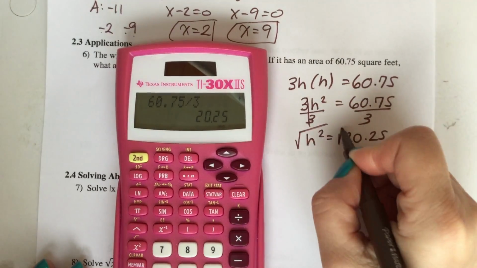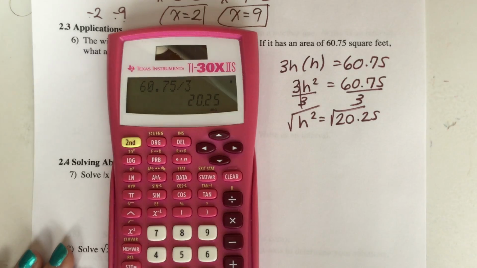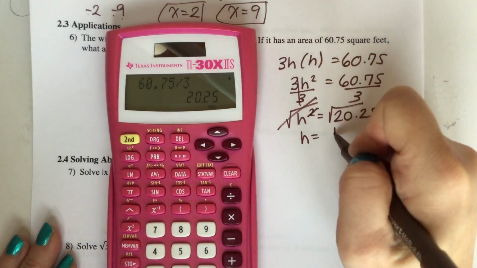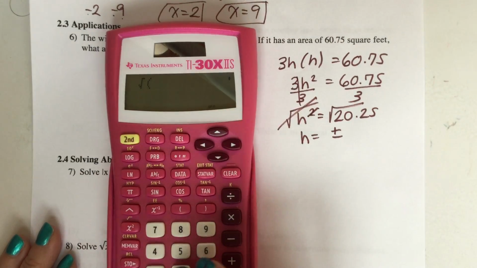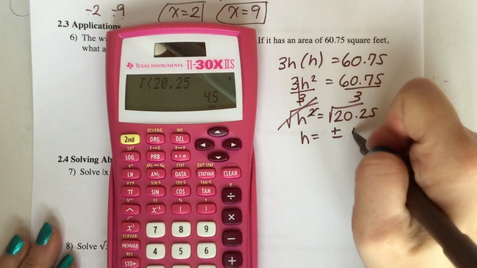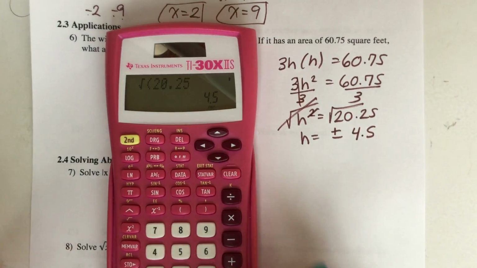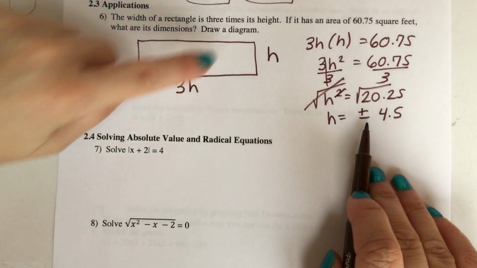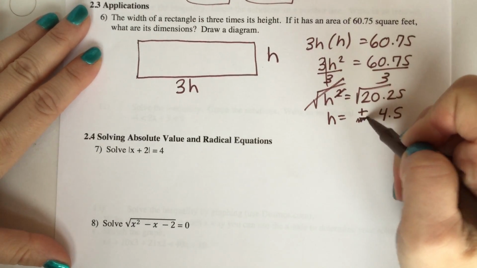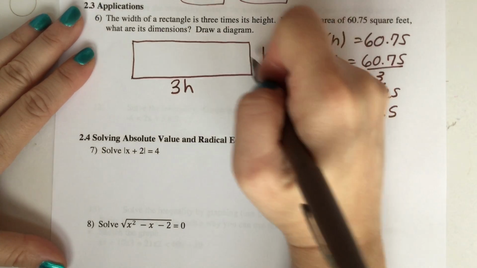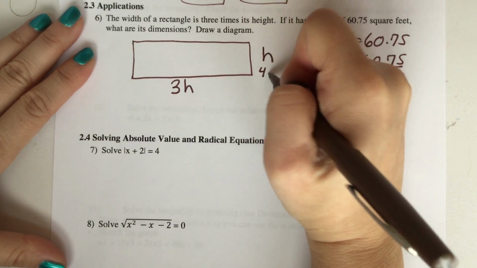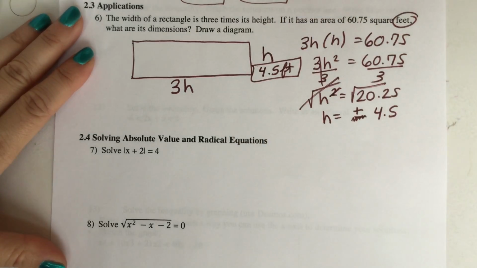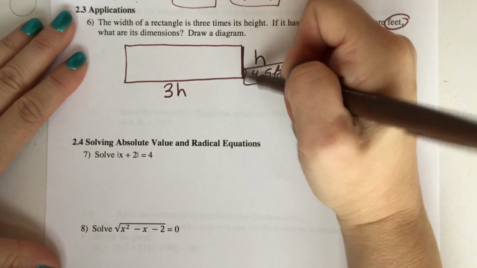To solve for h, which is the height of a rectangle, I take the square root of each side. Square root cancels a square, so h equals plus or minus. Take the square root of 20.25, and I get 4.5. Now, looking at the fact that this is a story problem and h represents the height of a rectangle, you can't have a negative dimension. So h is 4.5 and it's feet. I know it's feet just because the area was square feet. So this is 4.5 feet.